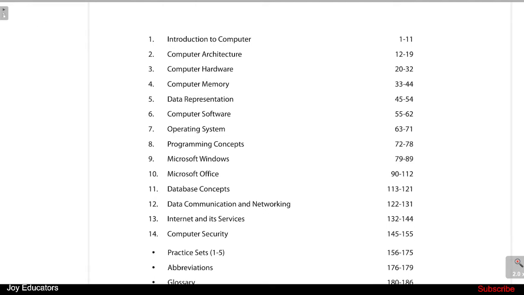We'll have a little bit about the introduction to computer, also the computer architecture and hardware, how the computer memory works, and data representation. Also the software which we are using, which we also call the OS, and how to install an OS in your computer, along with some other concepts. There is also Microsoft Windows, and how it works. Are you using Windows or Apple? Oh, that's good then. So Windows.